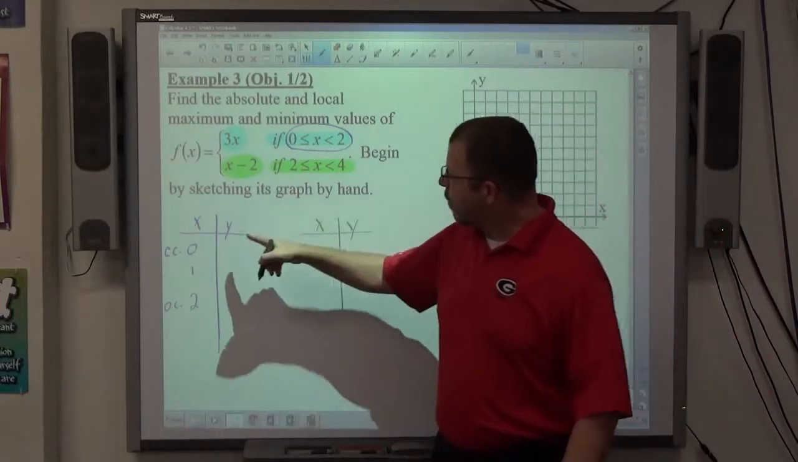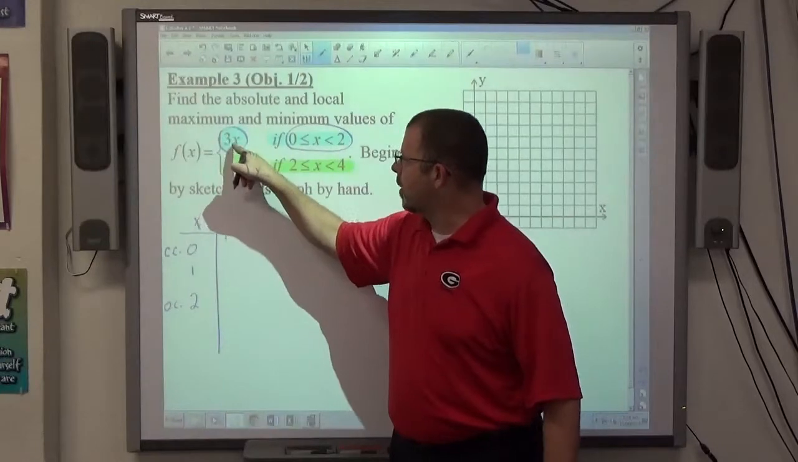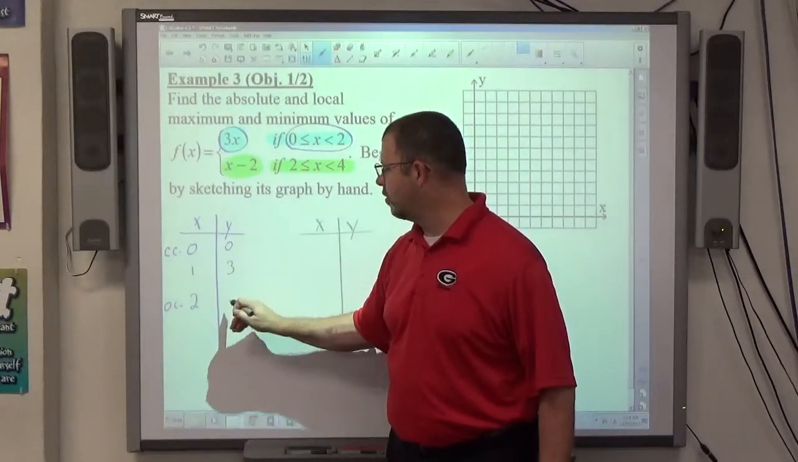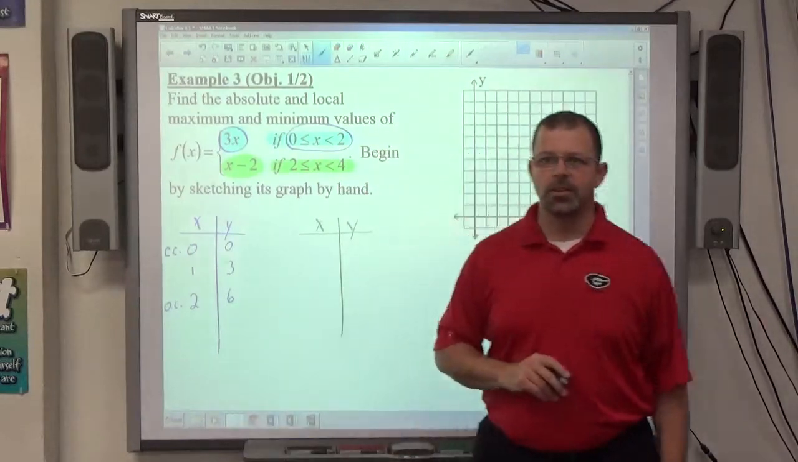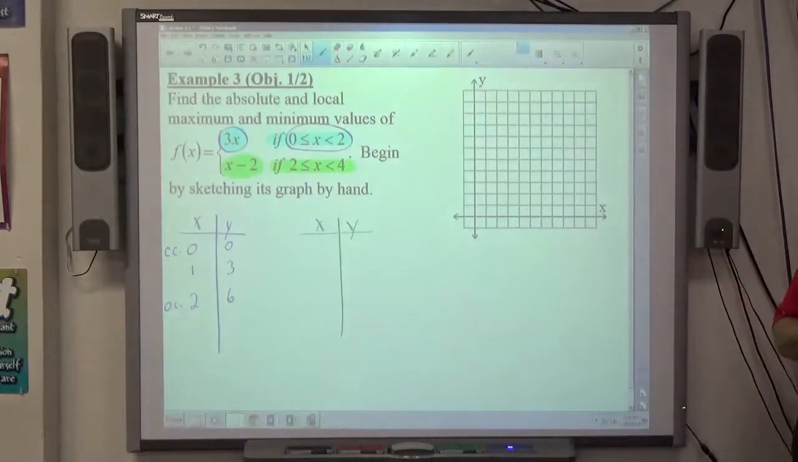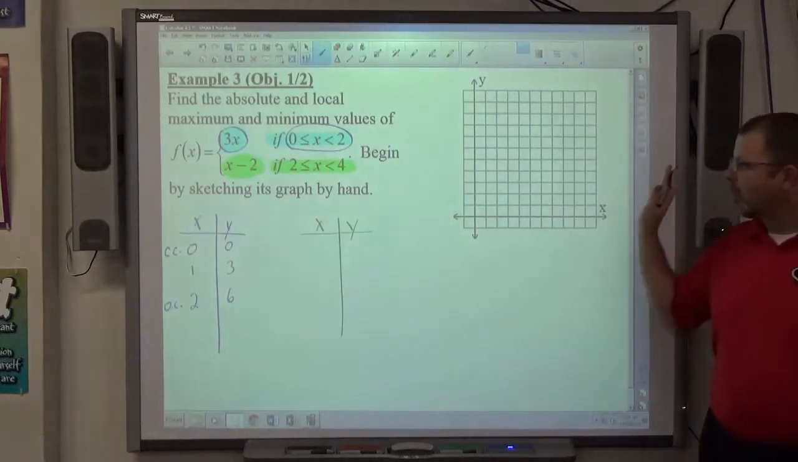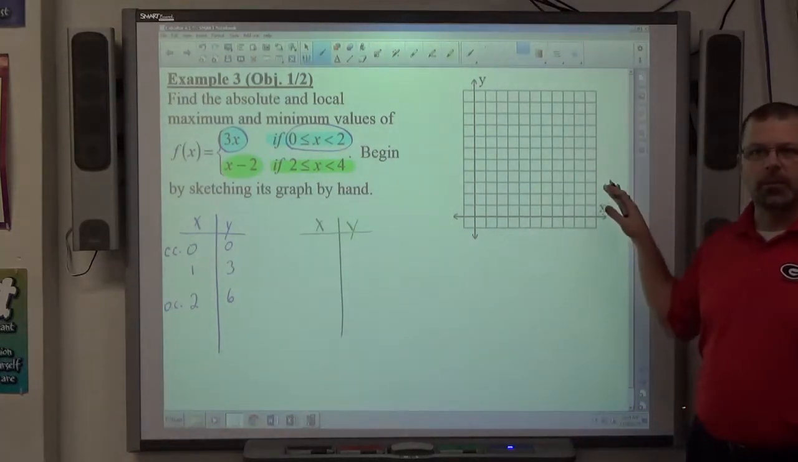And all I got to do to find y for the blue graph is multiply by 3. 0 times 3 is 0. 1 times 3 is 3. 2 times 3 is 6. Just like that, I get some points. 3 points is plenty to graph a line, so I'm not going to go beyond that. I'm going to wait to put points on here before I decide a scale.